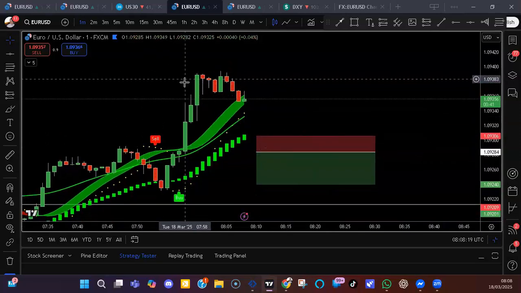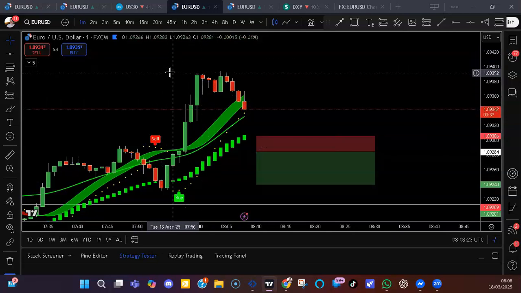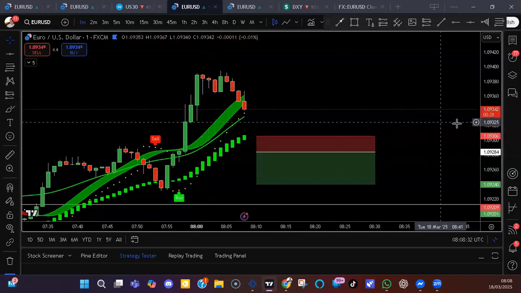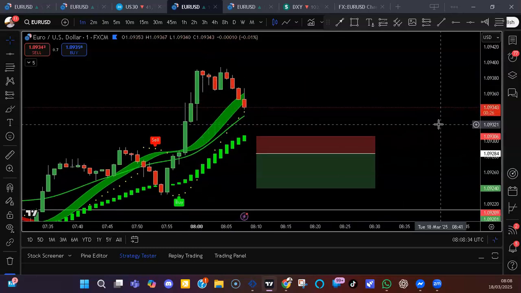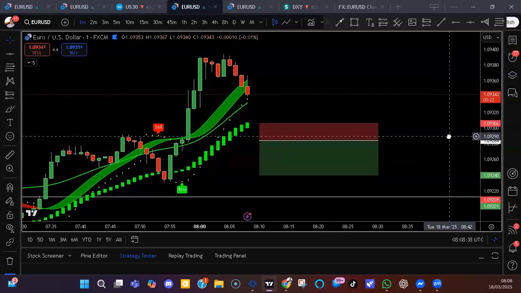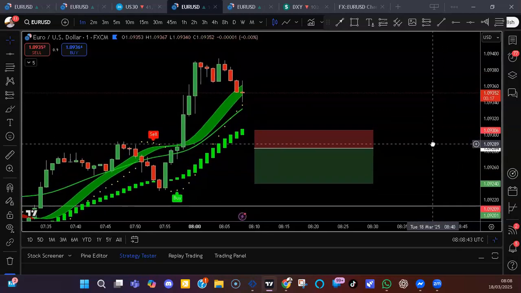But we are more or less in virgin territory here, as in the price of Euro USD hasn't been up in this area for several months. So it is getting higher, reacting off a weak dollar. But what goes up must come down.